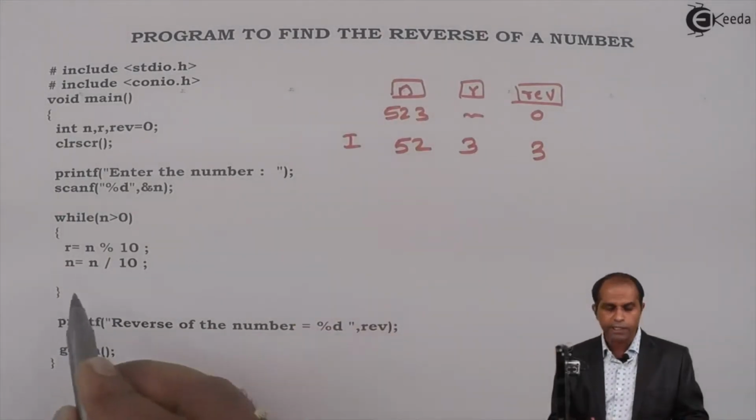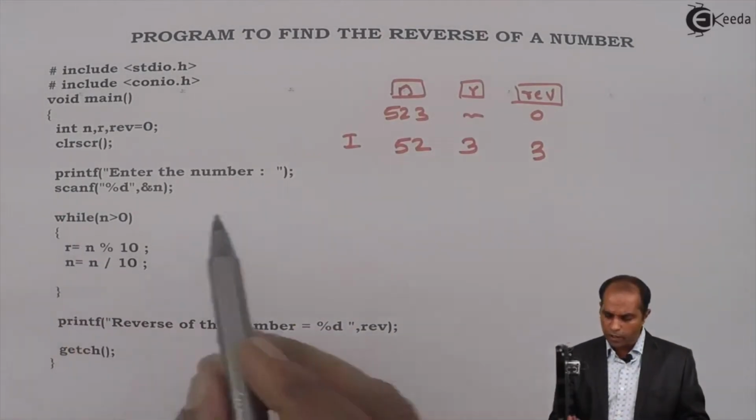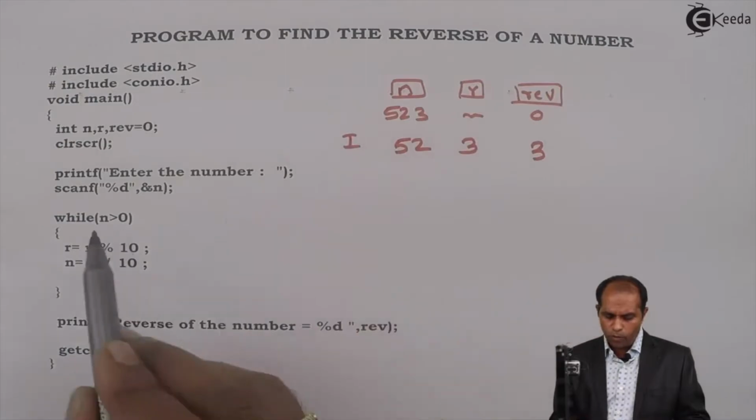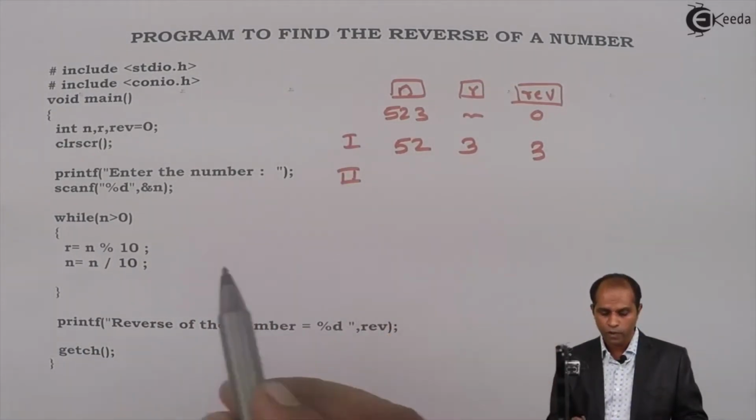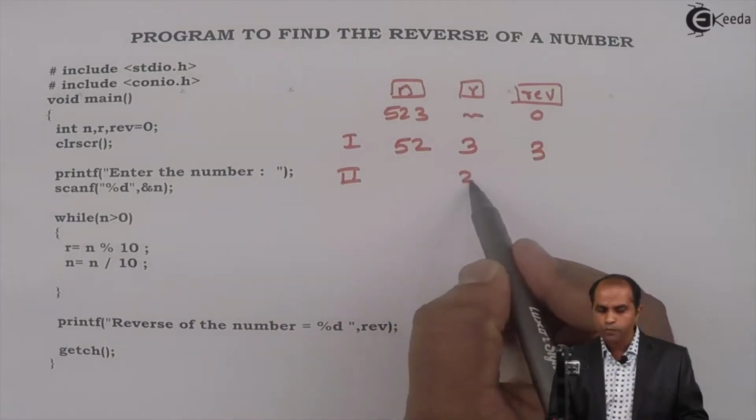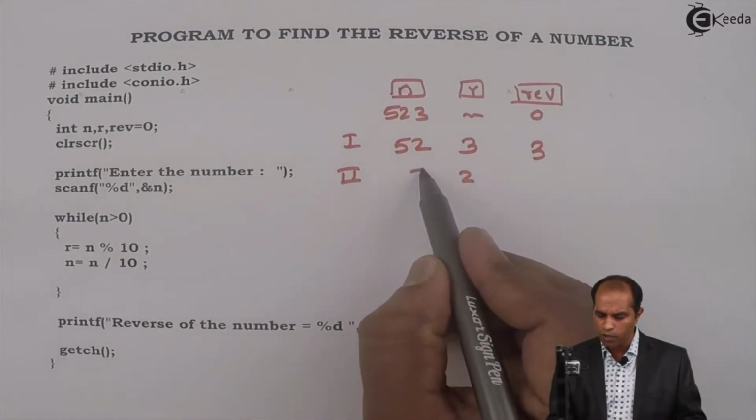Now let's start with the second execution. When I say second execution, it says 52 mod 10 because 52 is greater than 0. True in the sense I have to start the second expression. 52 mod 10 is 2 and 52 by 10 is what? 5.